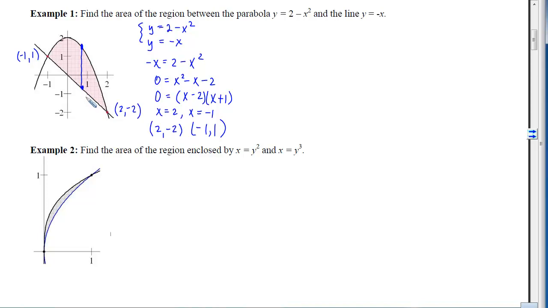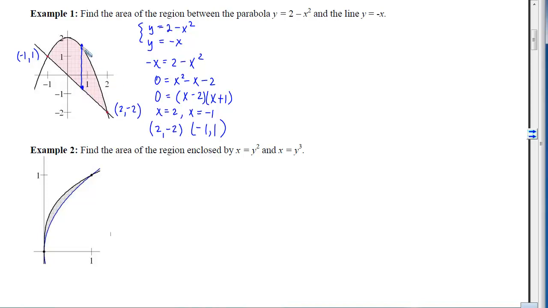So if we look at step 4, we're going to draw the sample strip and label the endpoints with the correct variable. And the variable that we will use is always the variable whose axis we are perpendicular to. So here this strip is perpendicular to x. That means we're going to label the endpoints of this strip using x.